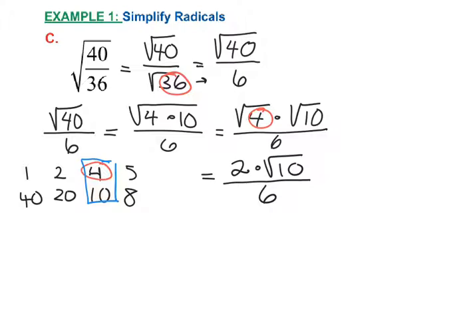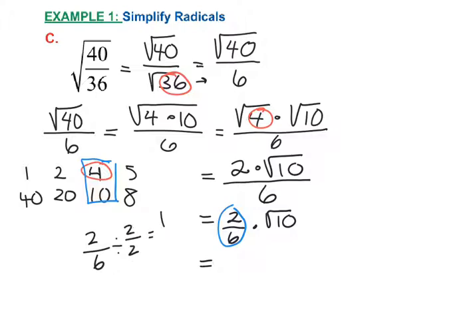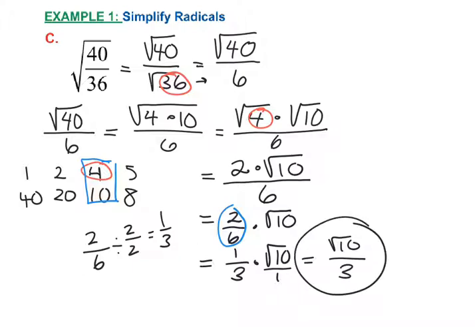But if we look at this, we can see, we can separate this out into 2 over 6 times the square root of 10. And 2 over 6 can be simplified. We need to recognize that we can simplify fractions. So 2 over 6 can be simplified by dividing it by 2 over 2 to get 1 over 3. So 1/3 times the square root of 10. And I can put the square root of 10 over 1 so that I can multiply my fractions to get the square root of 10 over 3. That's my most simplified form.